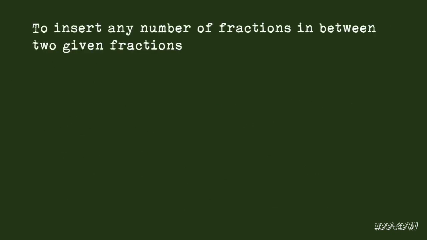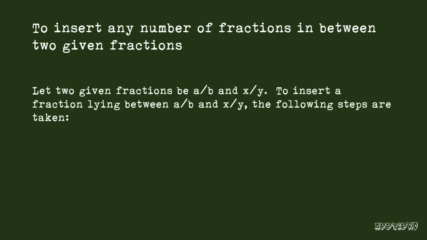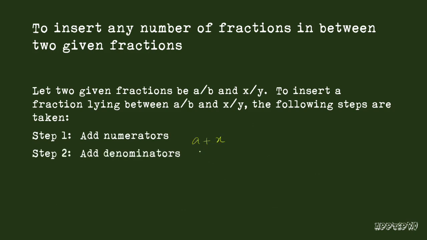Next one is a somewhat interesting topic. How do you insert a fraction between two given fractions? Well, let us consider two fractions a by b and x by y. To insert a fraction lying between a by b and x by y, the following steps are taken. First step is add the numerators, that is a plus x. The next step is add the denominators, b plus y. And the resultant is a plus x divided by b plus y.